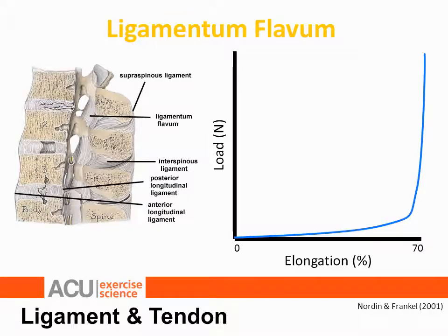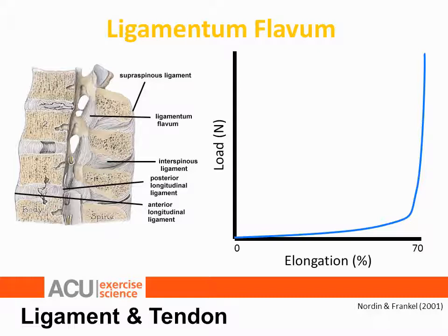Now we discuss some of the general features of ligaments across the body. I want to talk about a few examples, and one that's a bit of an exception to what we've been talking about as generally representing ligaments across the body is the ligamentum flavum that you can see in the spine. If you look at the load elongation graph here, which is a variation of the stress-strain, you can see that this operates a lot more like an elastic band.